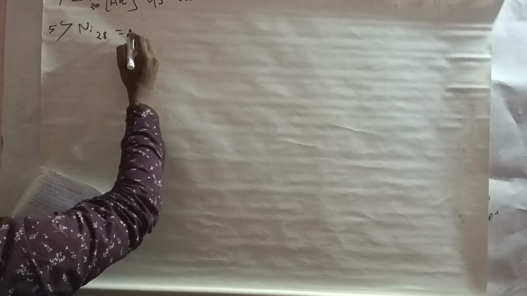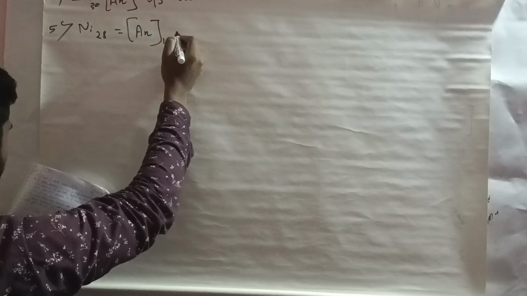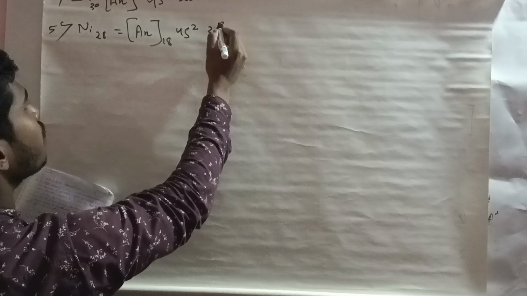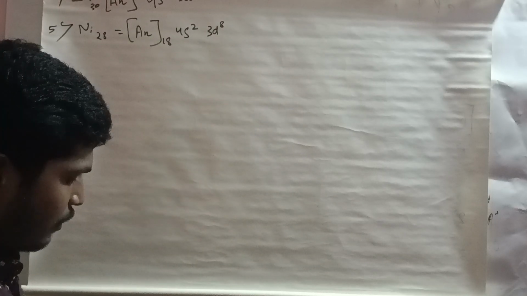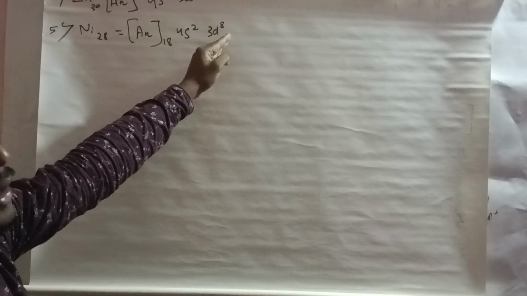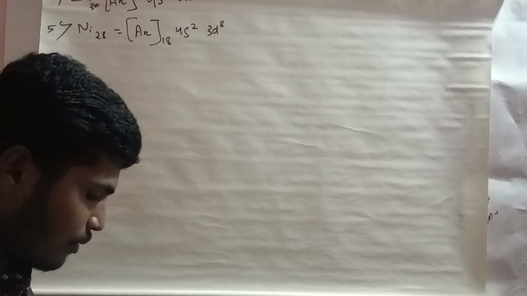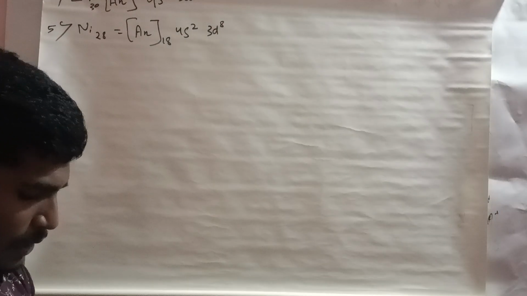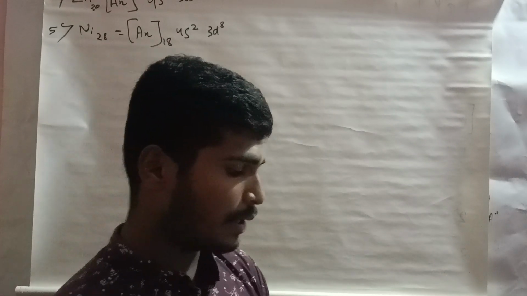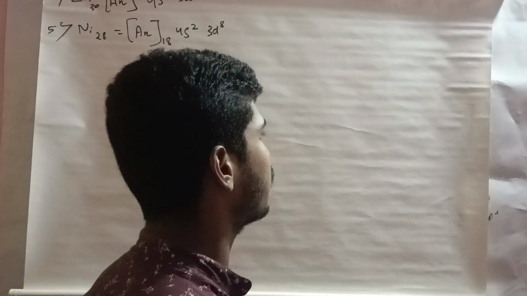For nickel, it should be argon 18, 4s2, 3d8. If we reduce 1 from the s, it becomes 1 and 9, which is also unstable. So in this case it stays stable as it is. The general electronic configuration of D block elements is (n minus 1) d 1 to 10, ns 1 to 2. Let's remember this.